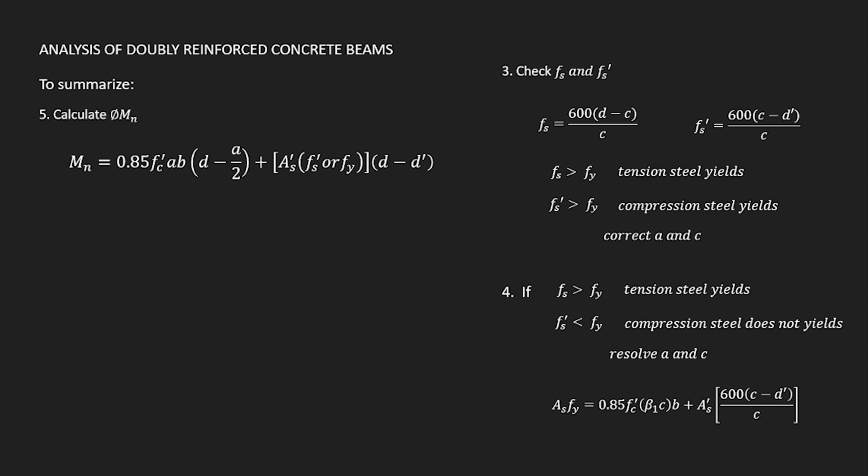Pero guys, baka may magtanong sa inyo, bakit walang sitwasyon na yung tension does not yield din? Or pareho hindi nag-yield yung Fs natin and Fs prime. So, hindi guys pwede mangyari yon kasi kaya nga nagdagdag tayo ng reinforcement kasi kulang. So, kung hindi nag-yield din yung tension, ibig sabihin, hindi natin kailangan ng compression steel or sobra yung ginamit natin na bakal. Kaya nga hindi pwede yung mangyari kasi nga nagkakaroon tayo ng doubly reinforced beams kasi kulang yung reinforcement natin. Kaya dalawa lang yung situation natin.